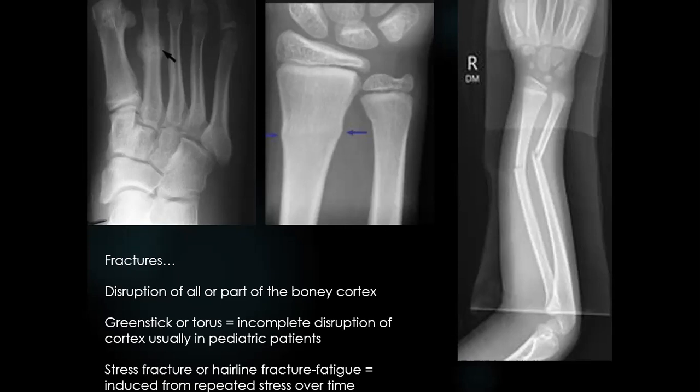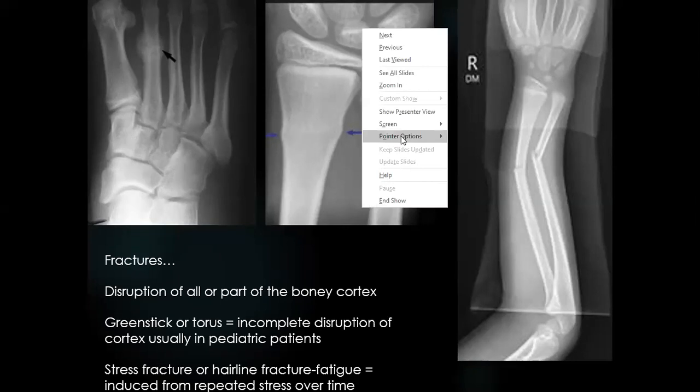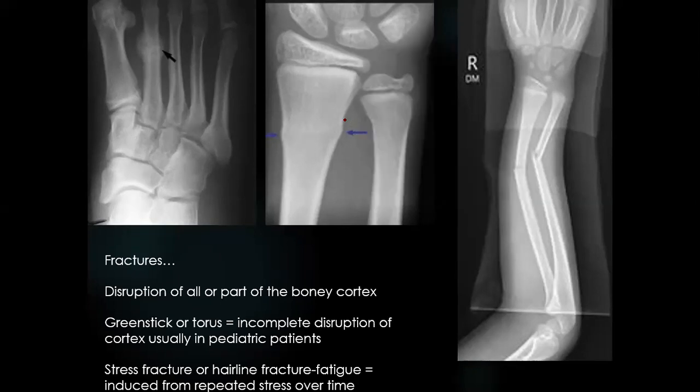So you can see some periosteum kind of bulge here, and here it's displayed in this. This is considered a green stick fracture or a torus fracture. They're not completely interchangeable terms, although very often used interchangeably. So let's go ahead and look through these.